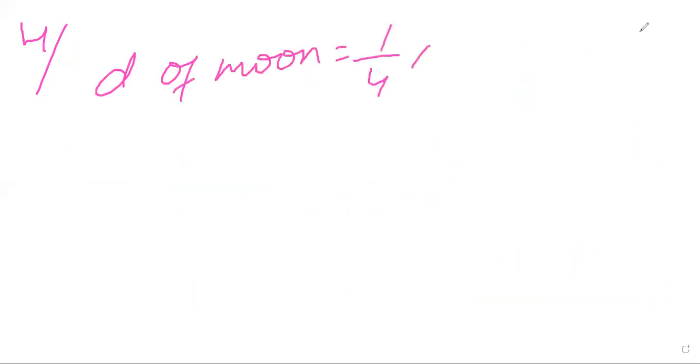The diameter of the moon is approximately 1/4 of the diameter of the earth. Diameter of the moon is equal to 1/4 of the diameter of earth. So what fraction of the volume of the earth is the volume of the moon? आपको इनका fraction बताना है earth का और moon का. So the diameter of the moon is 1/4 of the diameter of earth.